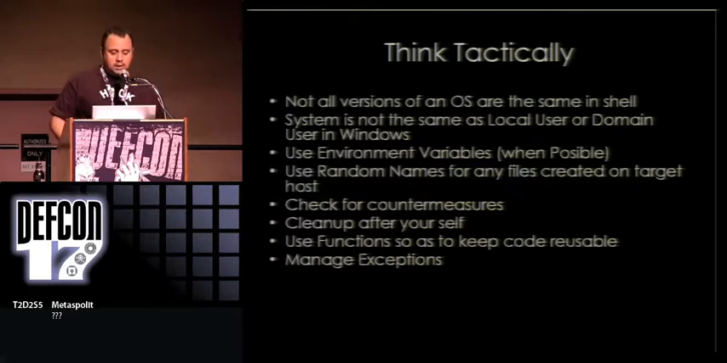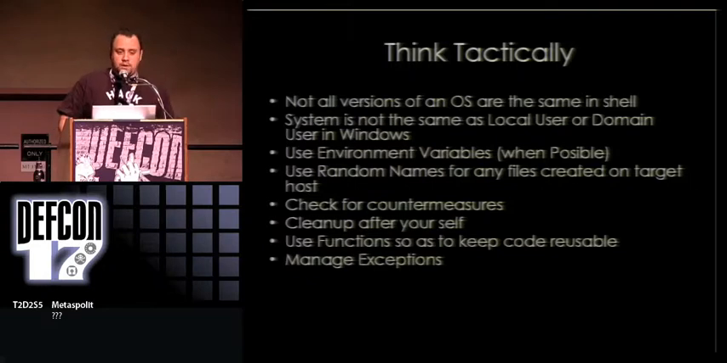Also, being a local user is not the same as being a domain user, so you have to check in your post-automation what exactly you want to do. How do you want to pivot inside that machine? You want to know what you're doing under what privilege level, so you know what actions to take, and that way you can be even stealthier and get more bang for your buck for the work you're doing.